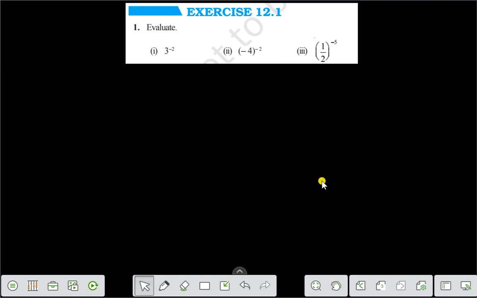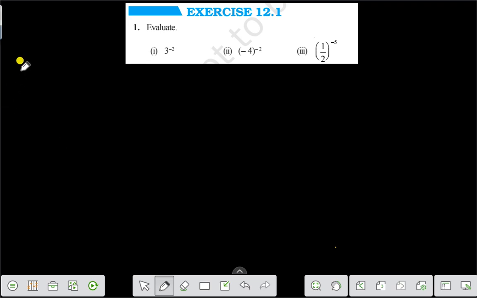Hello everyone. Today we shall discuss exercise 12.1 question number 1, that is evaluate. Number 1 is 3 to the power minus 2. Number 2 is minus 4 to the power minus 2. And question number 3 is 1 by 2 to the power minus 5. Let us solve.